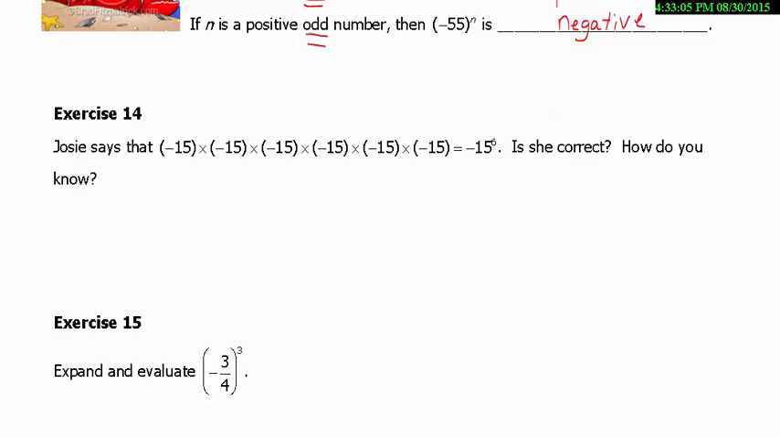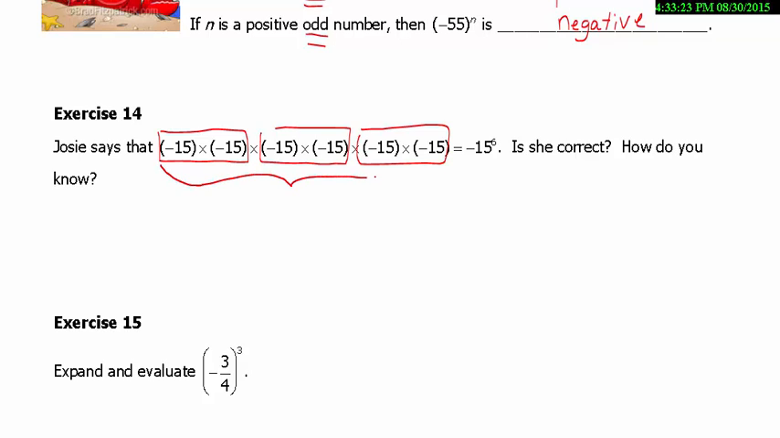Well, since we have 6 of the negative 15s, we have 3 pairs that will become positive. So this is positive, and this is positive, which means the final answer right here is going to be positive. The reason is you have 3 positive numbers multiplied together. It'll still be positive. But if we look at what this equals, we see that the base is just 15.